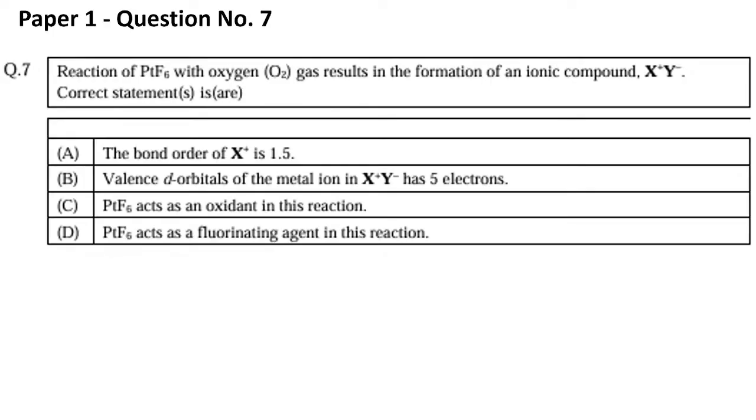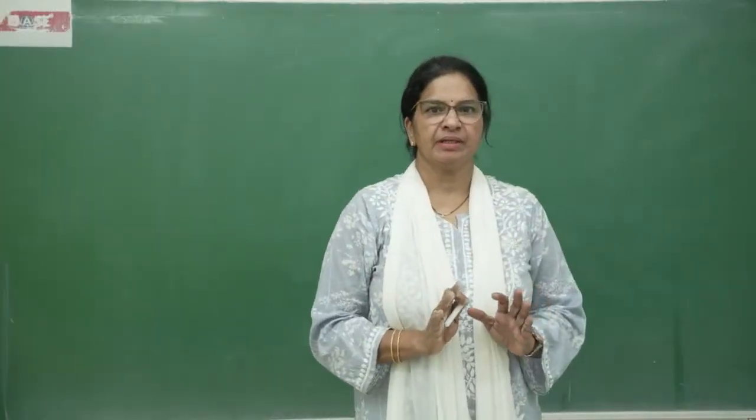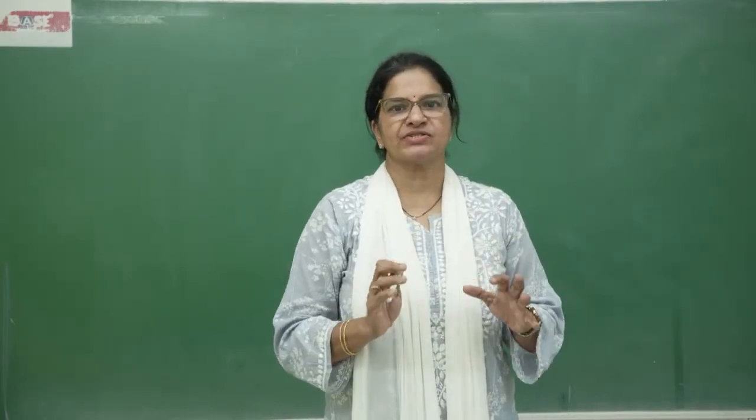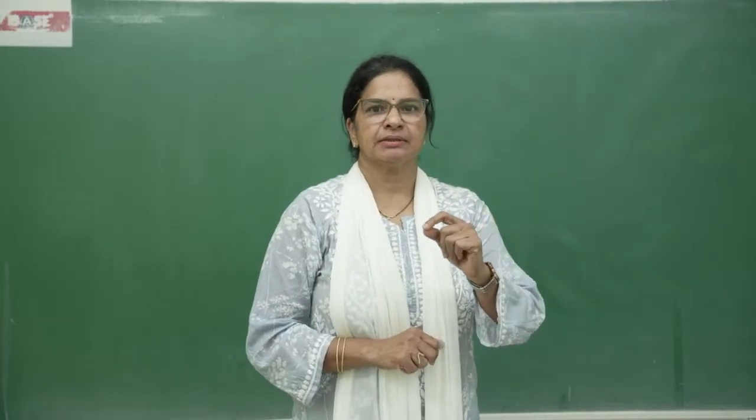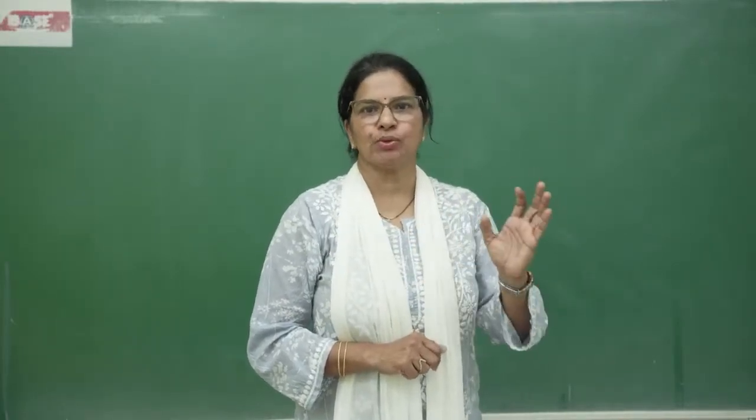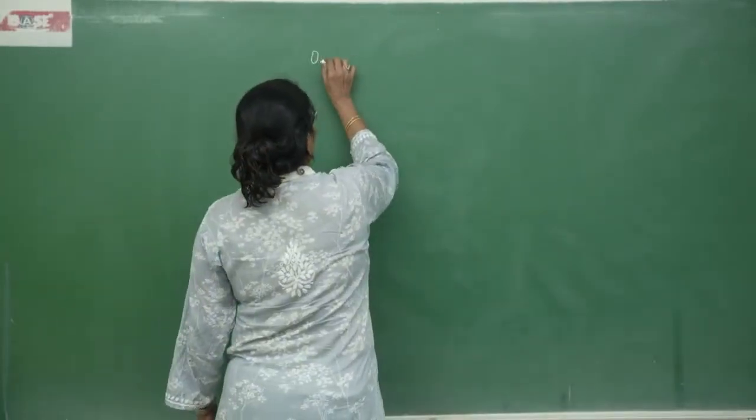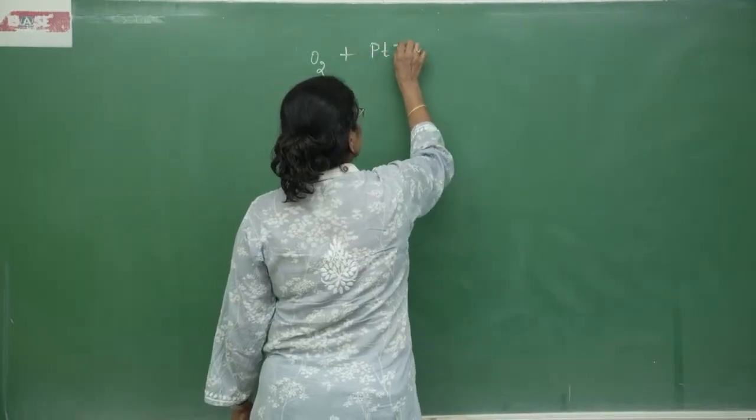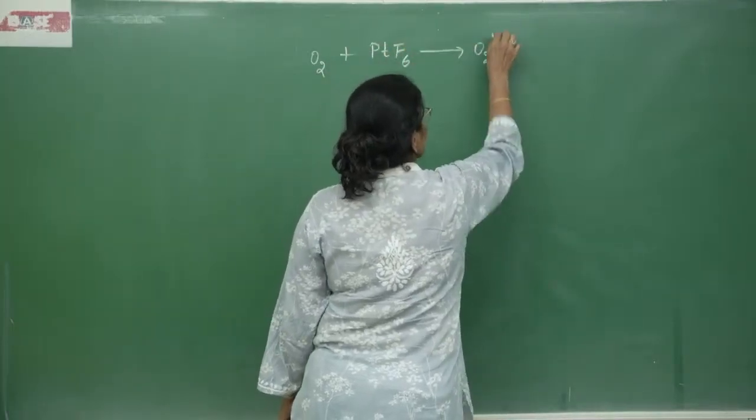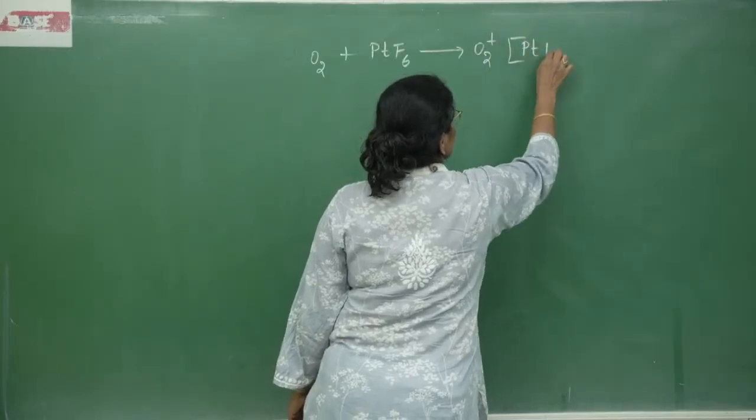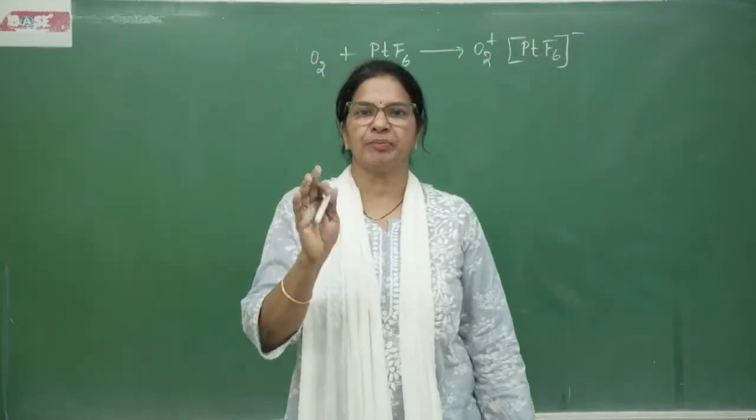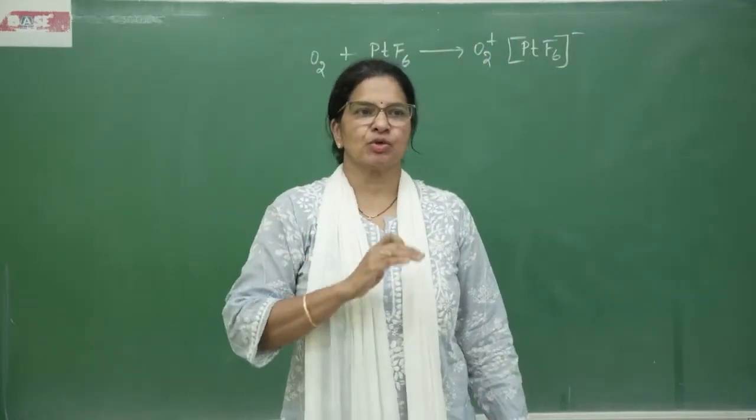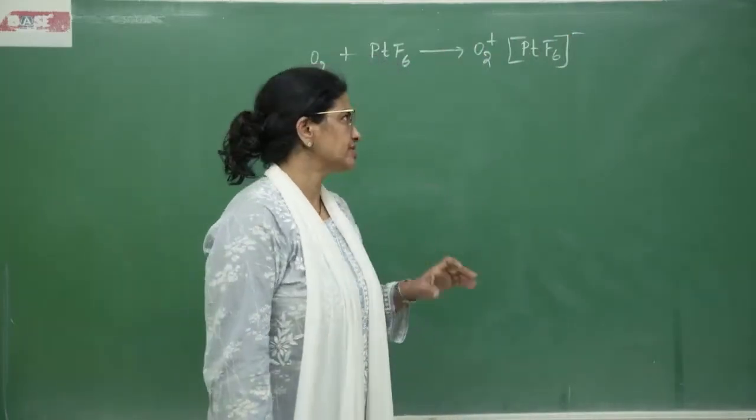Question number 7 from paper 1. A very simple question, direct from NCERT. The reaction between oxygen and PtF6 is given. There are 2 compounds, O2 and PtF6. O2 will combine with PtF6, forming O2 plus and PtF6 minus. This is the equation which prompted Bartlett to prepare the first noble gas compound. So it is very important, direct from NCERT, a very simple question.